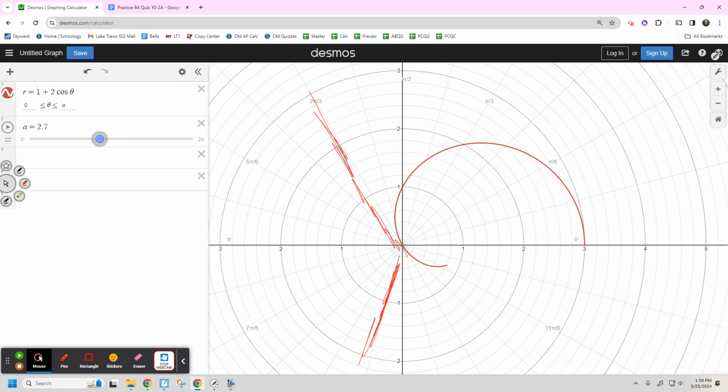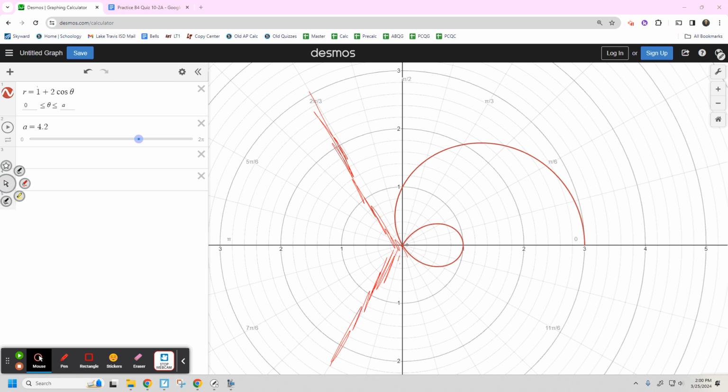Between 2 pi over 3 and pi, we can see that we're going away from the origin. But then from pi to 4 pi over 3, we're going back towards the origin. Now we get to this angle 4 pi over 3 where we have another 0. We are back at the origin when r is 0. This is very important, guys.